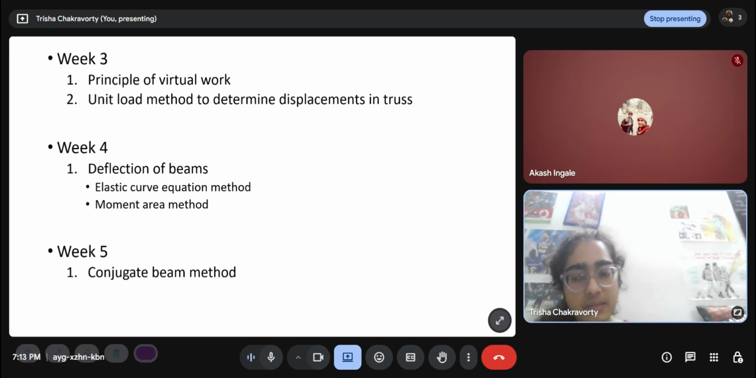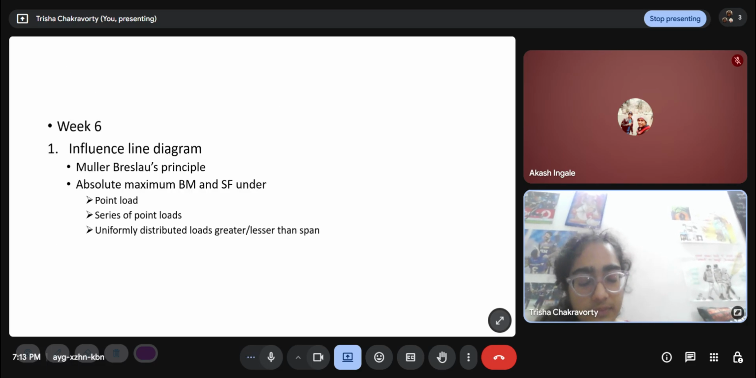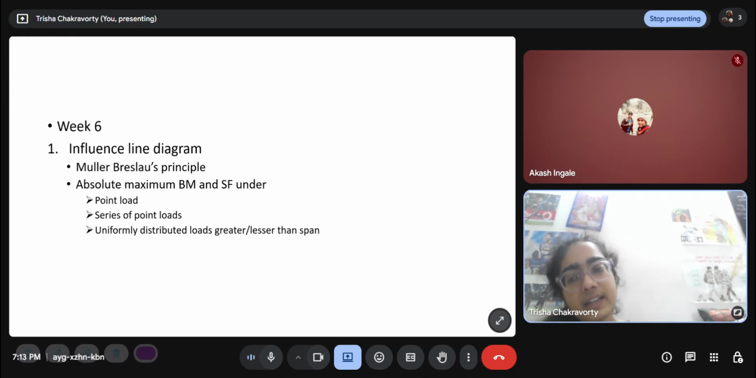But the elastic curve equation method gives us the entire deflection profile as a function of x, where x goes along the length of the beam. Week 6 was about influence line diagrams, the Muller-Breslau principle, which gives influence line diagrams qualitatively, but then we saw how to find it quantitatively.